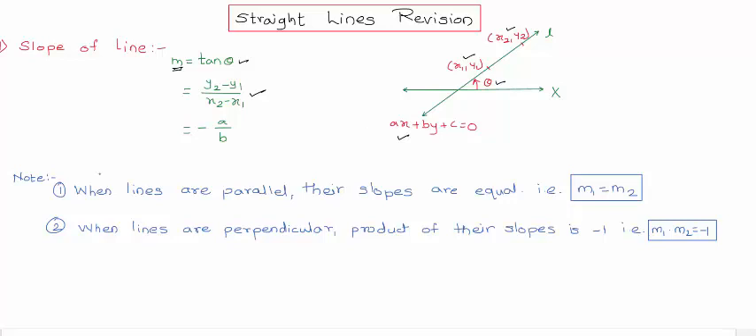Fine. Now the things to note here or to memorize is when lines are parallel, their slopes are equal. So if question says lines are parallel, you should take m1 equals m2. When lines are perpendicular, product of their slopes is minus 1. That is m1 into m2 equals minus 1. Or you can remember here that m2 is minus 1 upon m1. That means slope of second line is negative reciprocal of slope of first line.